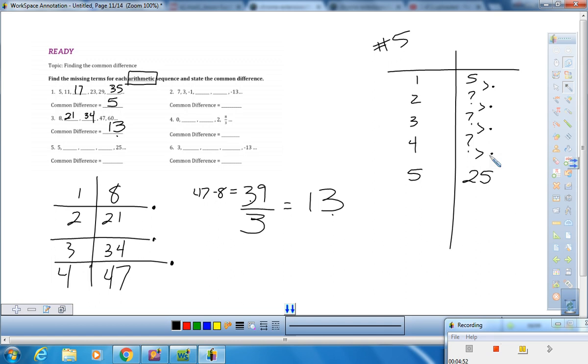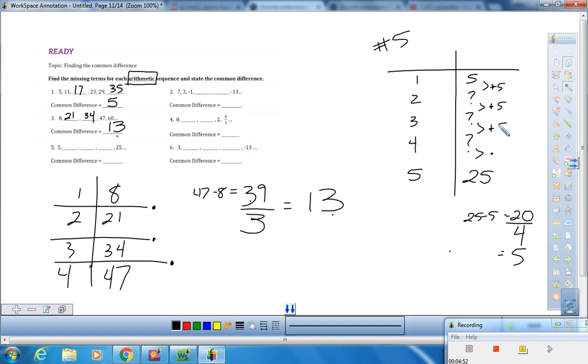So notice, we got to add 4 things. So 25 minus 5 is 20. So we've added 20 from the 1st to the 5th. And we've added 20 by adding the same thing 4 times. So I think that n here is 5.